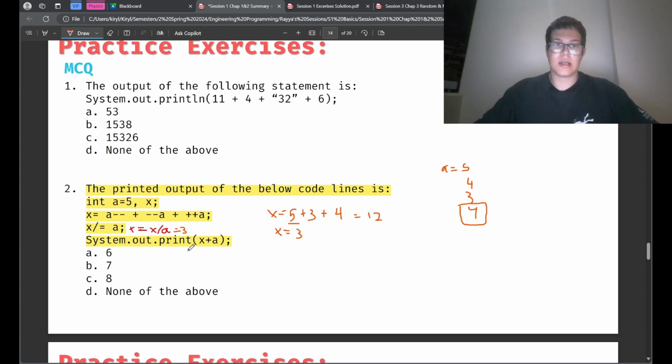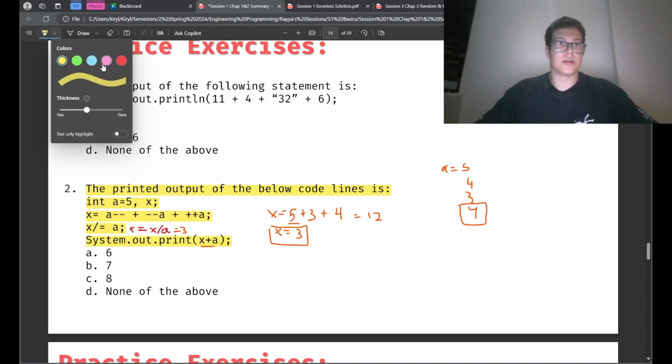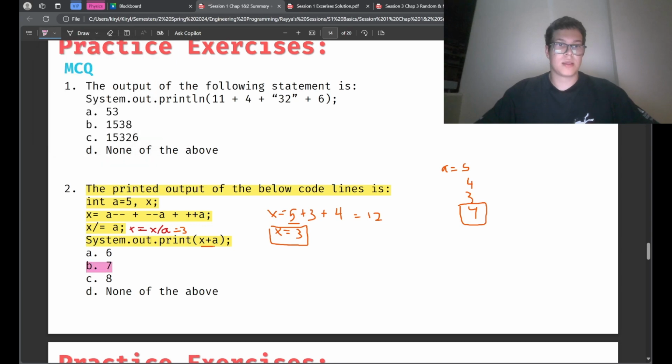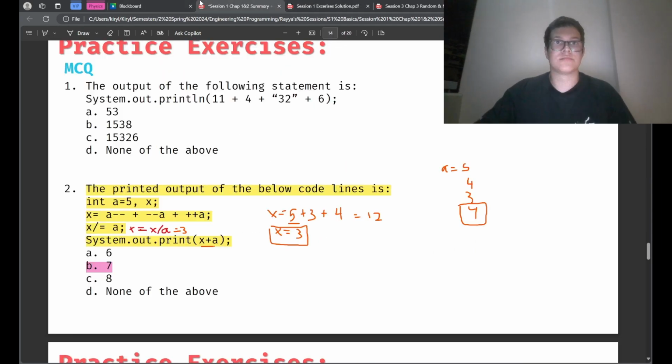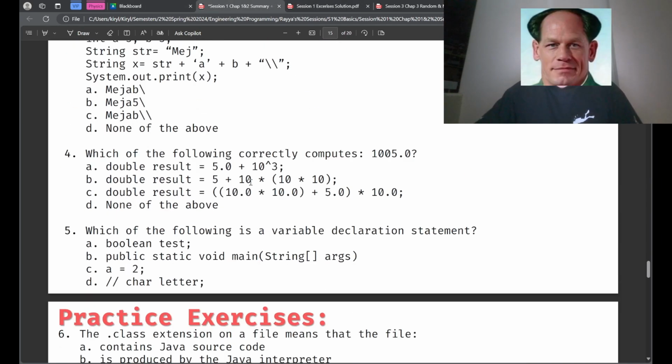And then they're going to tell us to print here x plus a. So what is x? It is 3. What is a? It is 4. So 3 plus 4, we have 7 right here. I'm just going to make the answer in pink. Why not? 7. All right. We can check it in the solutions. 7. So we're good. Let's continue.